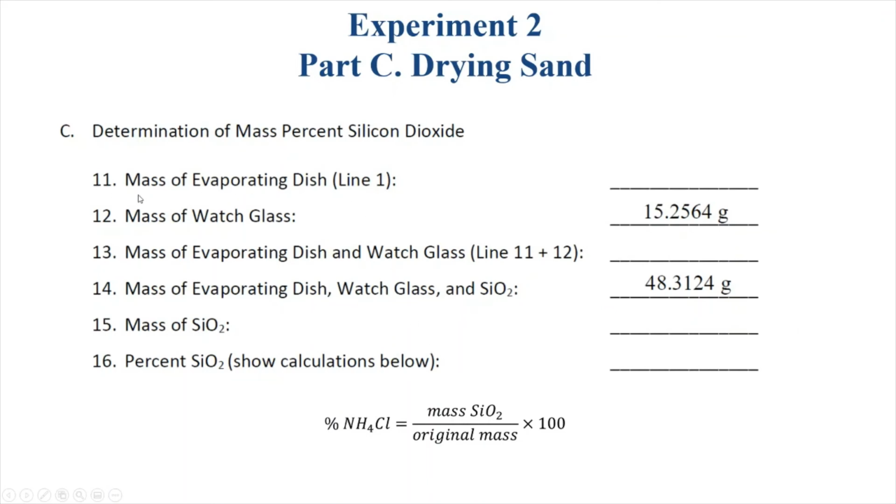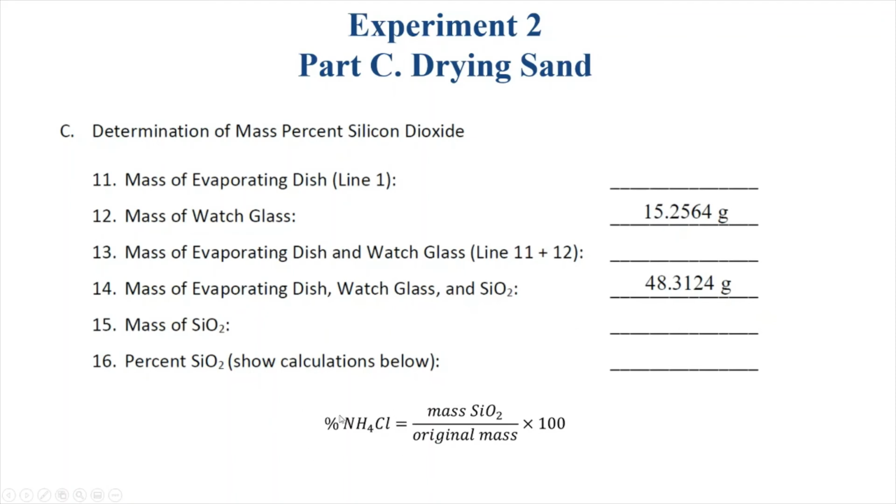So what you're going to do is pull your mass of the evaporating dish. I gave that up above on line 1. We have the watch glass also, which we just measured. So we're going to add those two masses together, and that's going to be the mass of the evaporating dish and the watch glass. So we'll add 11 and 12. And then the difference between line 13 and line 14 is going to be the mass of the sand, right? So whatever is the mass of the evaporating dish, watch glass, and sand, minus the mass of the evaporating dish and watch glass, is going to be the mass of the sand. So that's how we're going to get that.